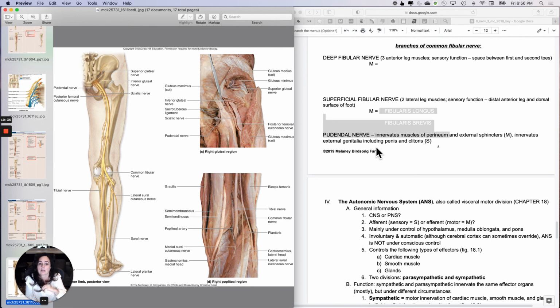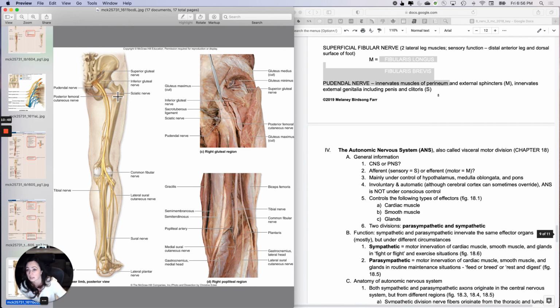And then the sensory function is the reason we have 7 billion people on the planet, because it innervates the external genitalia, including the penis and the clitoris. That's its sensory function. Is that little guy right there, okay, is the reason that you are here. Okay, and we'll do autonomic nervous system in the next video.